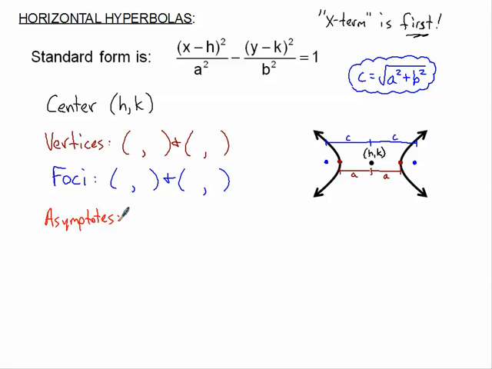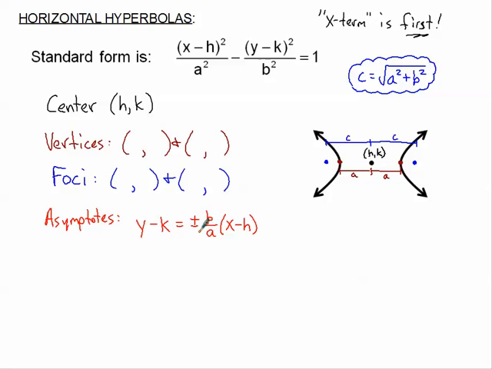And the equations for the asymptotes for a horizontal hyperbola: y minus k equals plus or minus b divided by a times x minus h. I like to represent my asymptotes in point slope form, because if I use point slope form, I can easily just start with the center point and then use my slope.